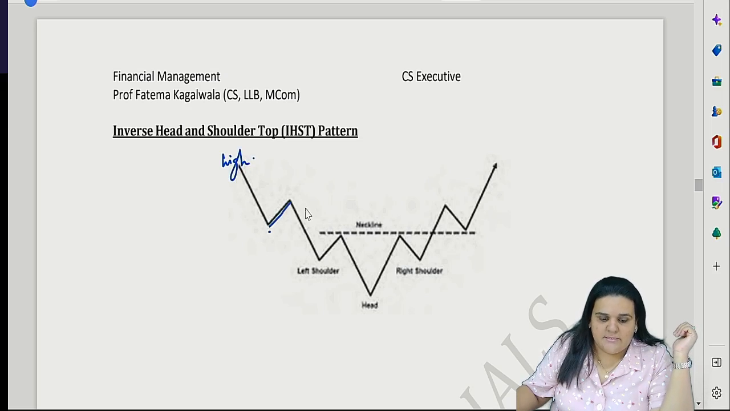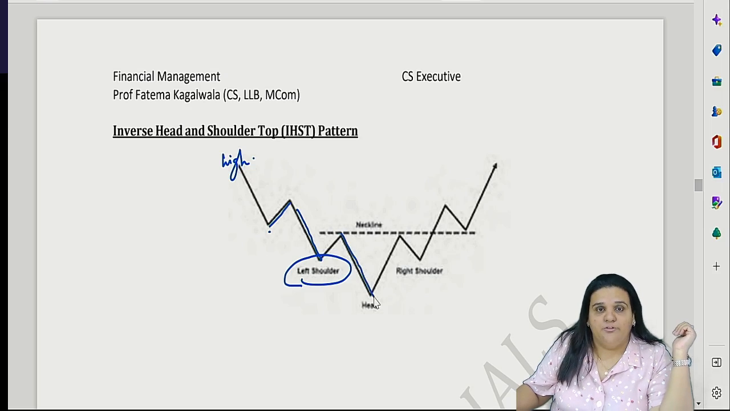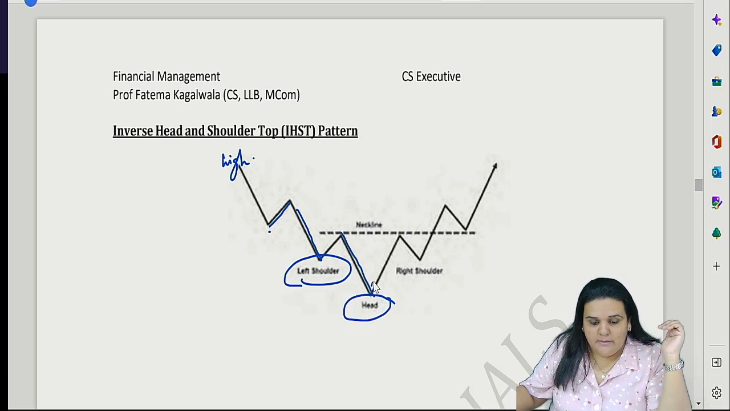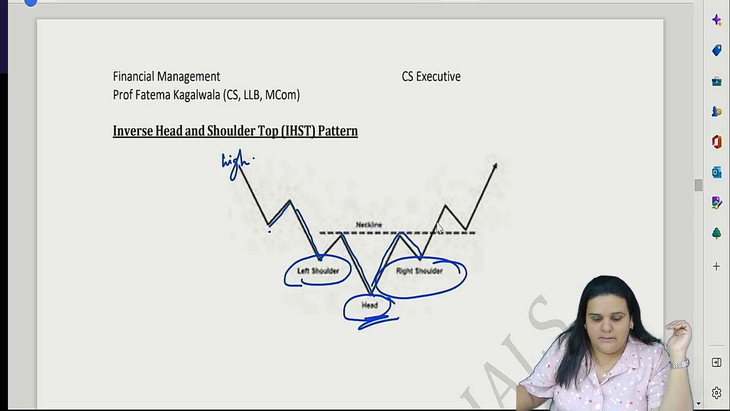It again rose. Again it started falling. This became my left shoulder. When it fell down below that also, it became my head. Then it again started rising. It fell, but it could not fall below the head point. So therefore it is my right shoulder. And now it has crossed my neckline.